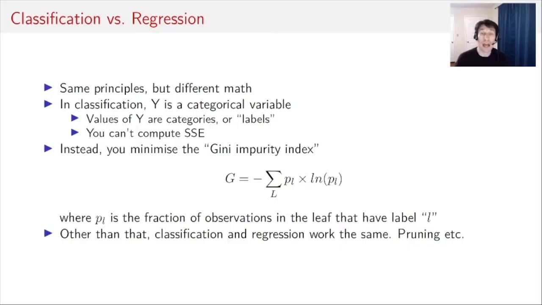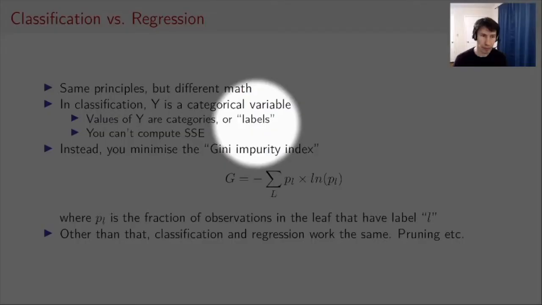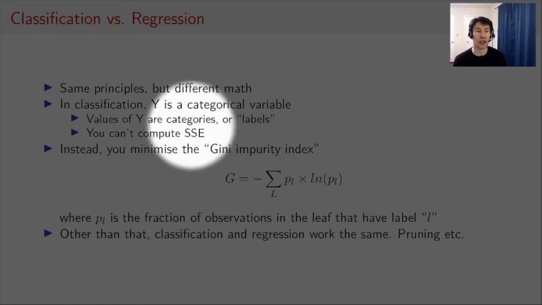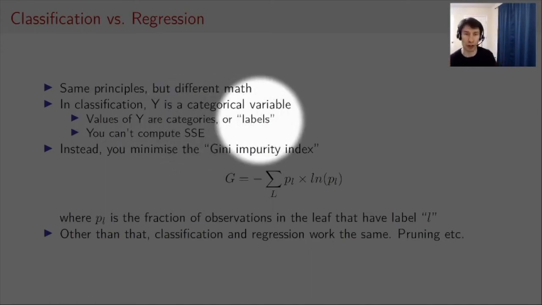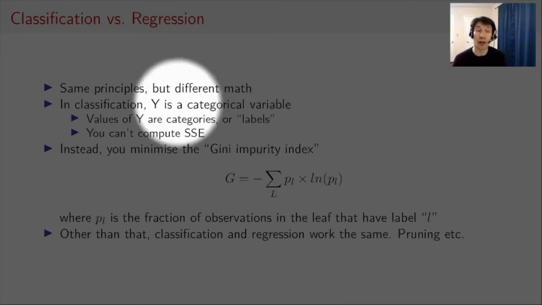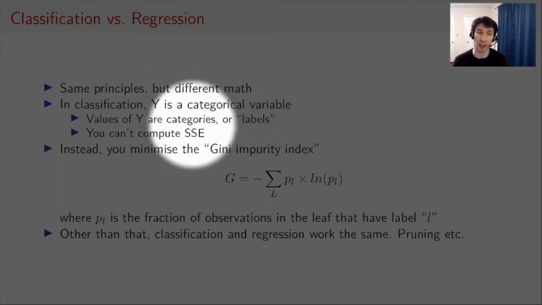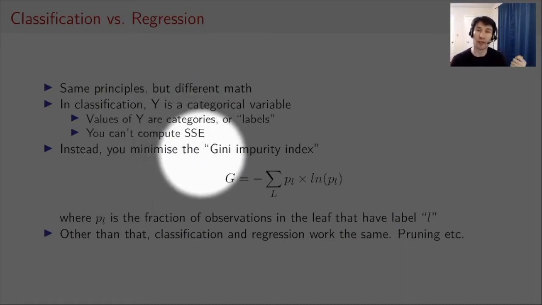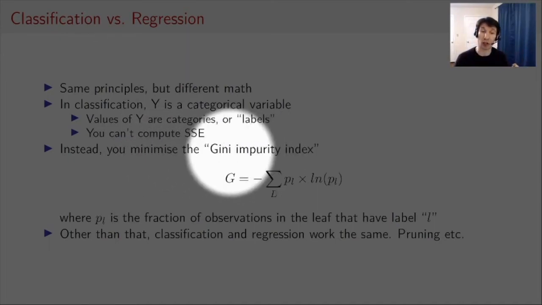Now, a quick word on the difference between classification and regression. The first key difference is, of course, the nature of your y variable. In classification, your y variable is a categorical variable. So the values of y are not numeric, they are categories, or what machine learning people like to call labels. And of course, since those are labels, you can't really compute a sum of squared errors. You don't really have this concept of distance between whatever prediction you have and the true value of the label. So given that you can't compute a sum of squared errors, you have to find another way to find your optimal tree. And you do that by minimizing something called the Gini impurity index.